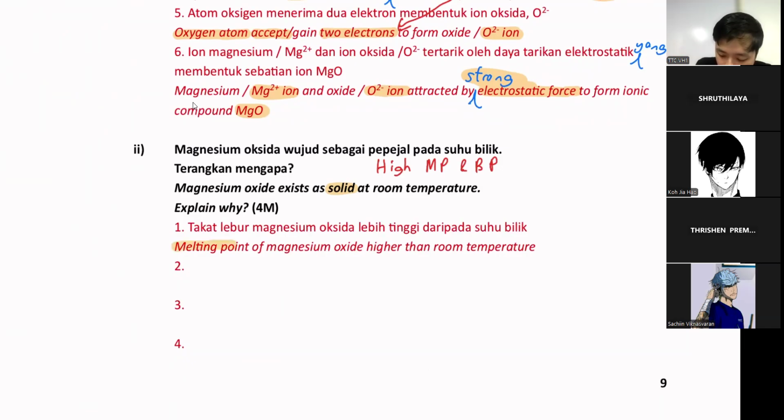Okay, we only talk about melting point because they're talking about solid. So it means they're asking why this solid hasn't changed to liquid yet. Why can't it change to liquid easily? So that's why in this case, the melting point of magnesium oxide will be higher than room temperature. Of course, much higher, around a few hundred degrees Celsius.